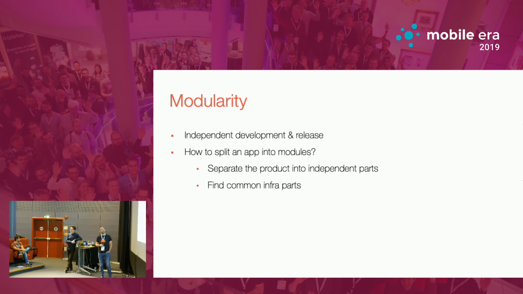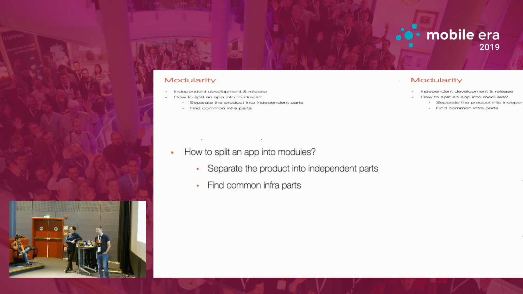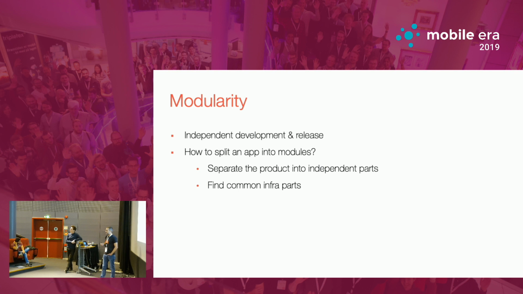Another thing to do is to find common infra parts in those separated parts. For instance, in Wix, many of our mini apps have to deal with photos and videos, and we decided to create a new module called Media Manager and to put all the flows related to video and photo management into that module. Then other modules can just use that module and not write the code accessing the camera and so on.